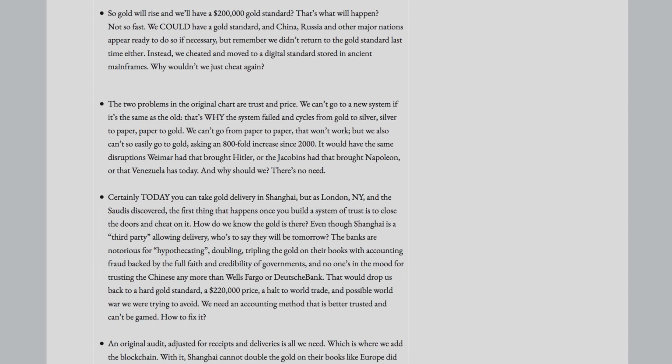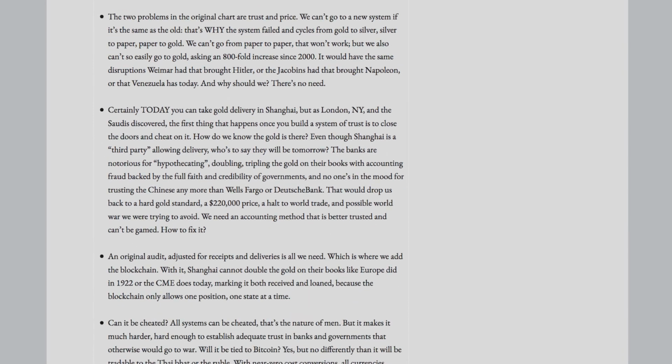The two problems in the original chart are trust and price. We can't go to a new system if it's the same as the old. That's why the system failed and cycles from gold to silver, silver to paper, paper to gold. We can't go from paper to paper. That won't work. But we also can't so easily go to gold, asking an 800-fold increase since 2000.